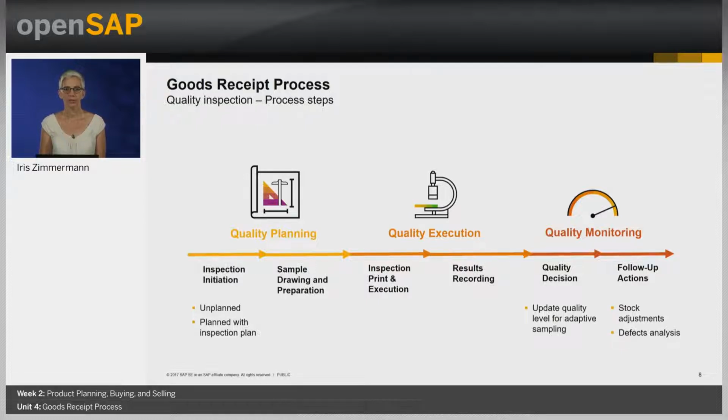The quality engineer completes the inspection by making a final decision if the products are accepted or rejected for further use. You can post the stock to restricted or unrestricted, or return it to the supplier. Furthermore, you can analyze the defects in a report.